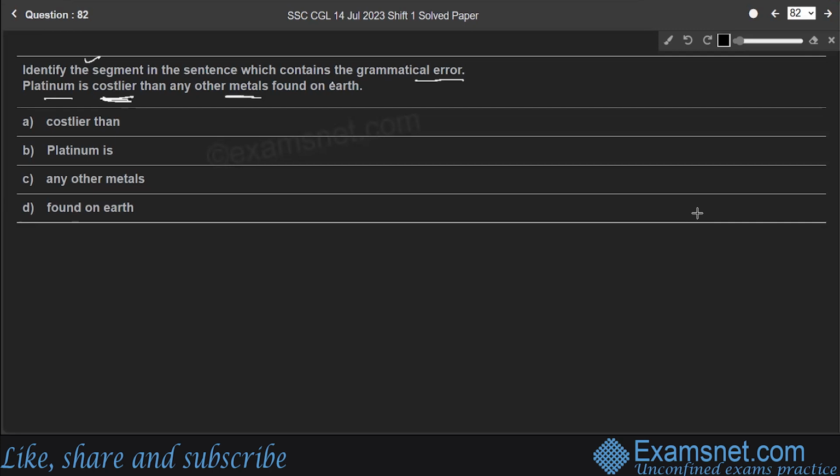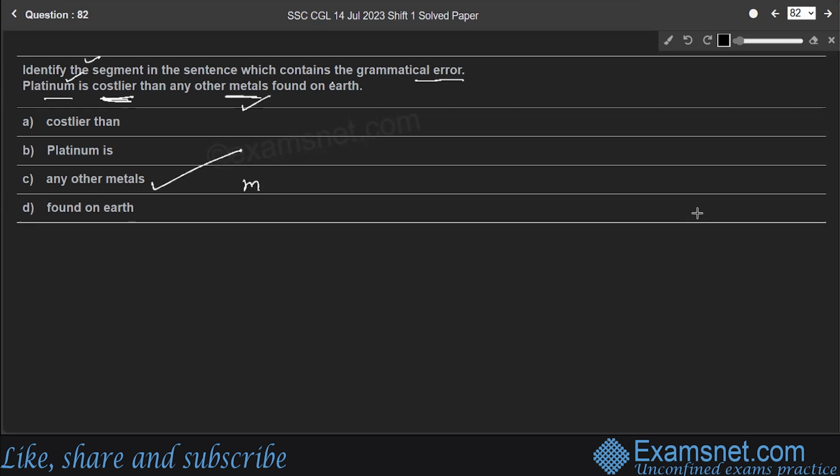It should be metal, not metals, right? So we are comparing between two objects. One object is platinum, another object is a metal. It is not metals. Therefore, the correct sentence is: Platinum is costlier than any other metal found on the earth. Therefore, the grammatical error lies in option C, any other metals. So here is the grammatical error.